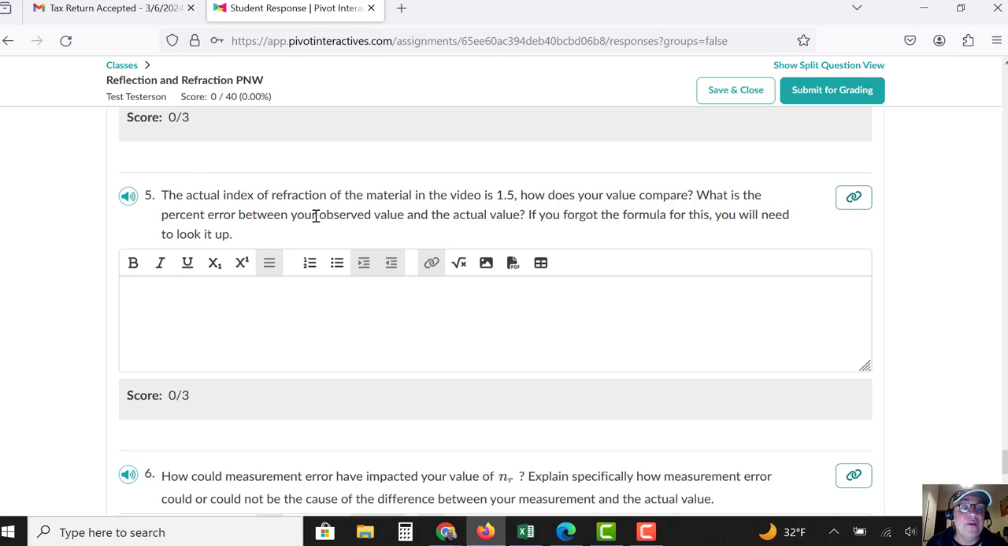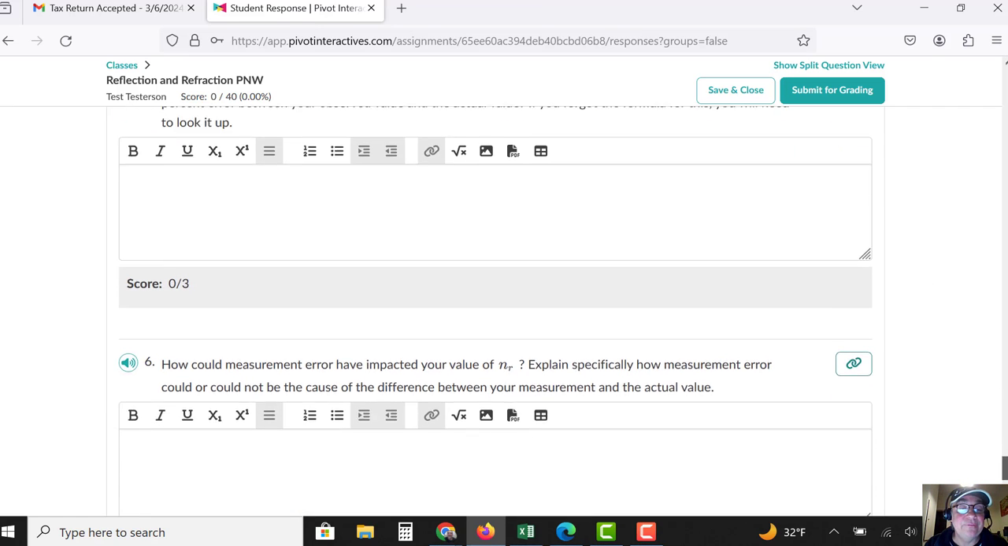And then the actual index of refraction of the material in the video is 1.5. So the index of refraction of glass is around 1.5. How does your value compare to this? Is it greater than? Is it more than? What's the percent difference between this and the actual value? So how far away is it from the actual value? And if you forgot the formula for this, you'll need to look it up. So figure out the difference between those two and then divide it by how much it's supposed to be times 100. So anyway, look up percent difference.